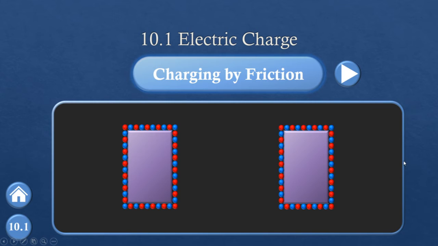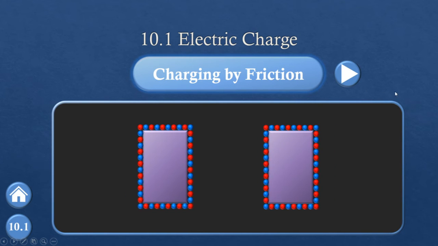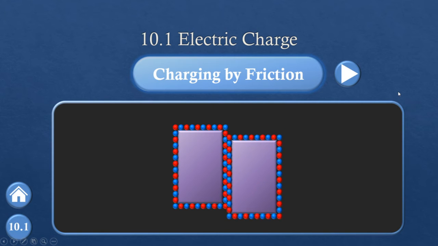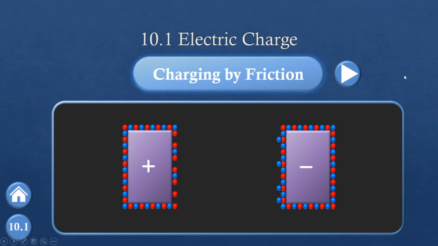So let's take a look at a little animation that illustrates charging by friction. We have 2 objects here. The red and blue circles just represent positive and negative charges spread out evenly around the object's surface. We're going to bring them together, rub one against the other, and then when we separate them, some of the electrons from the first object have stuck on the second object. So this object becomes negatively charged, and this object which lost the electrons now has more protons than electrons, and so it's positively charged.